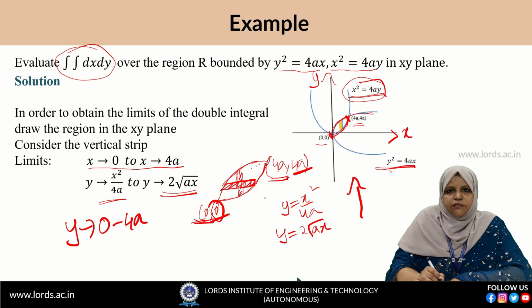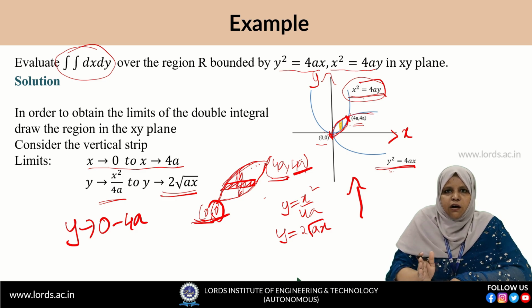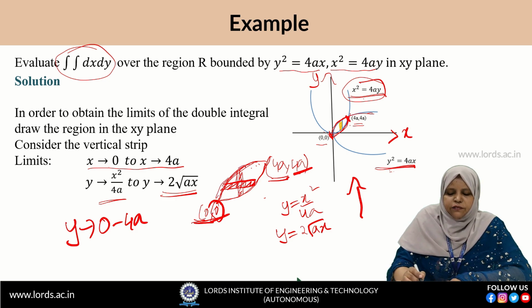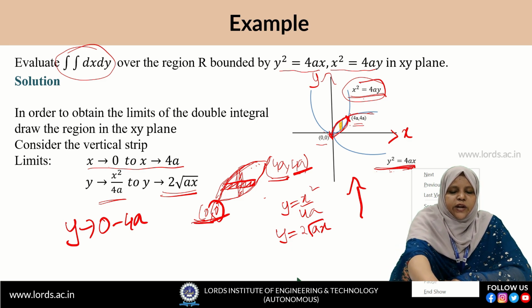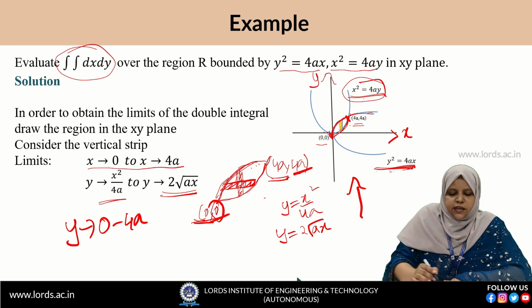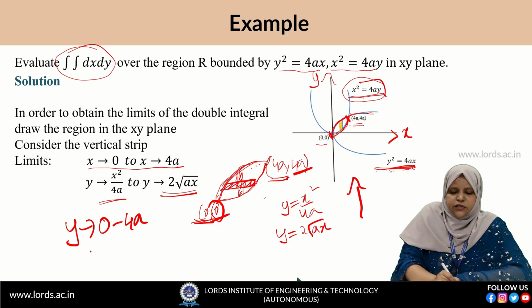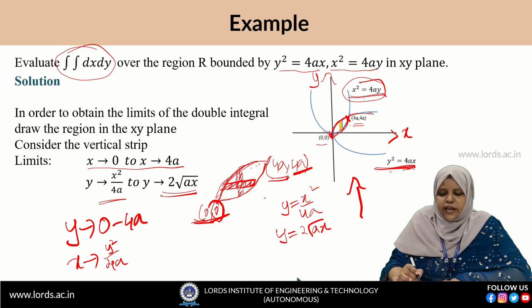And to get the limits of x, what should I see? I should see the ends of the strip, where I have placed the ends of the horizontal strip. Where is the first end of the strip? On this curve. What is that curve? y square is equal to 4ax. From this what do I need? I need the limit of x. What will be the value of x from this curve? x will be nothing but y square by 4a. With that I will get the lower limit of x.